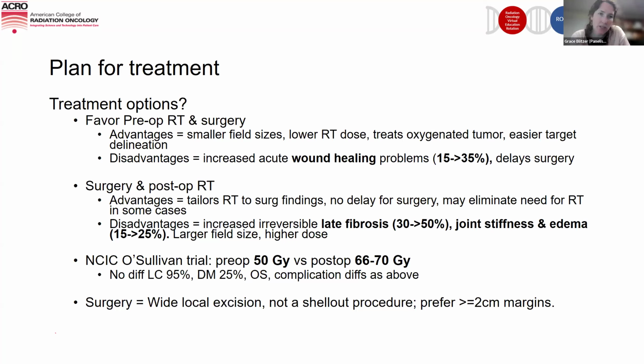And then briefly, treatment, just to do my due diligence. Surgery, you always want a wide local excision. Don't shell it out. Try and get this all in one excellent oncologic surgery, and you want big margins for sarcomas. Next slide.